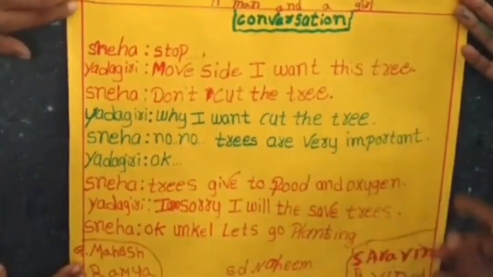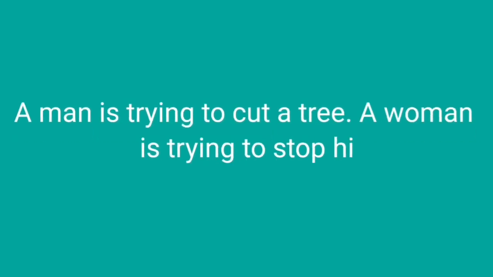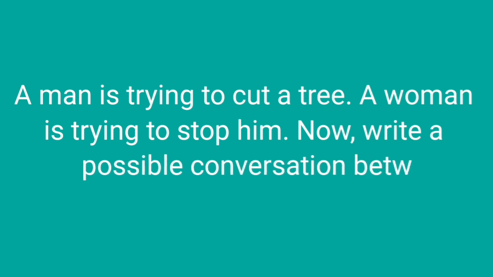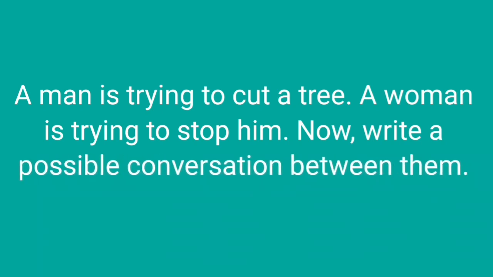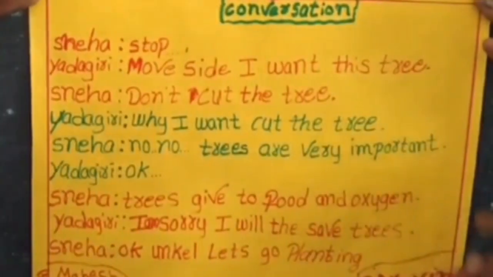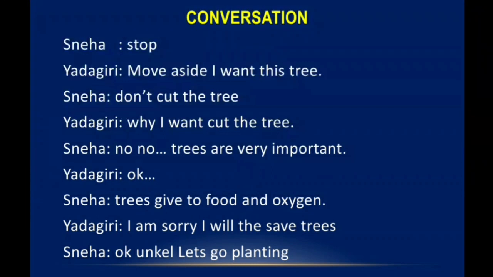To check the theme of the written discourse, let's read the question first. A man is trying to cut a tree. A woman is trying to stop him. Now write a possible conversation between them. When we look at the conversation, we can clearly see that the conversation is related to the theme: a man cutting a tree and a woman trying to stop him. So thematically, this conversation is right.